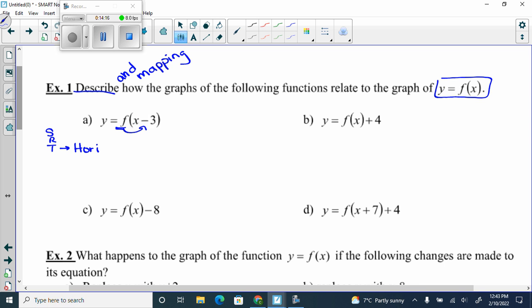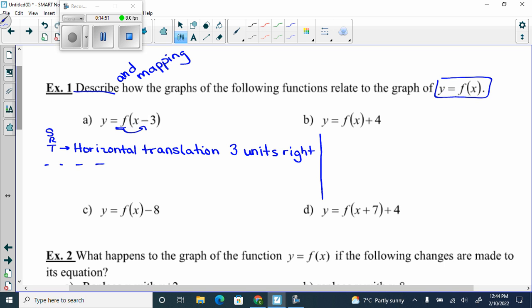Horizontal translation. Three units, what? And why is it to the right, Talon? We always do the opposite. With the x, we always do the opposite because it's x minus, and then your h is actually the number beside the minus sign. And so then your h is a positive 3. So that's why we're moving 3 to the right. Now there is no vertical translation, so we're done with describing.